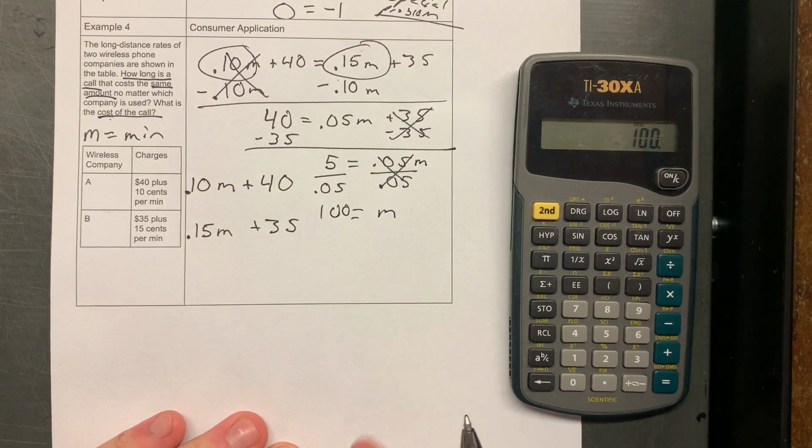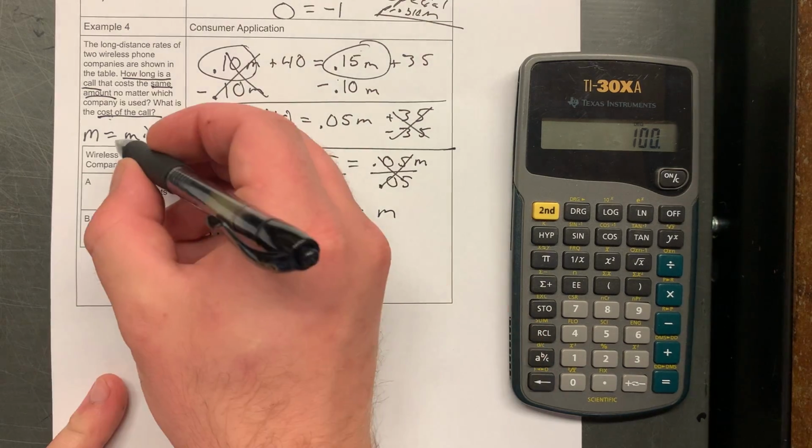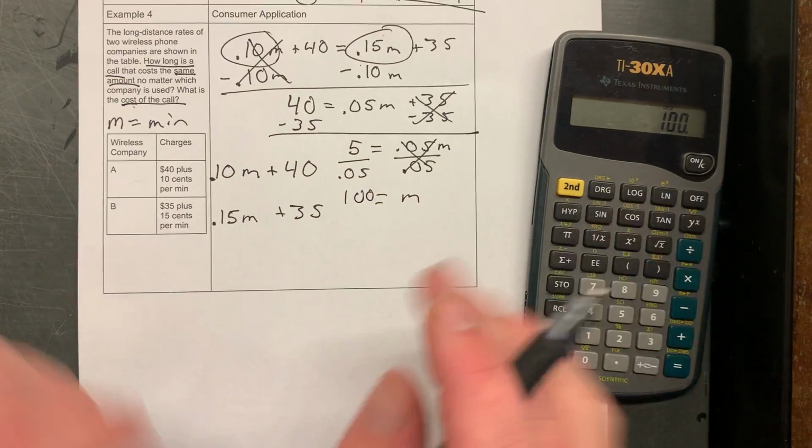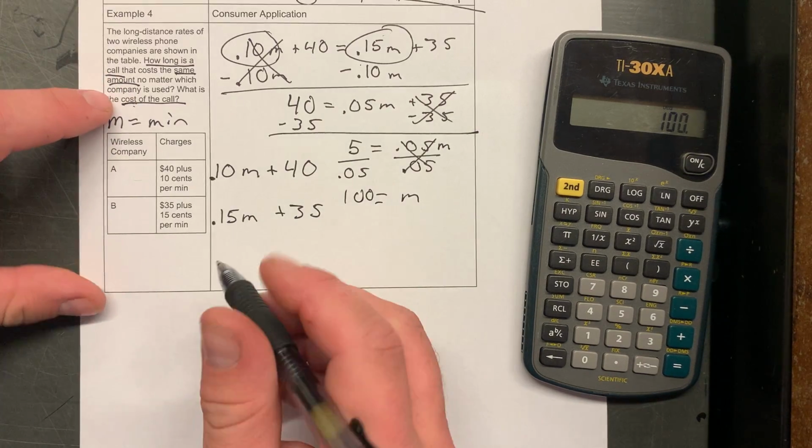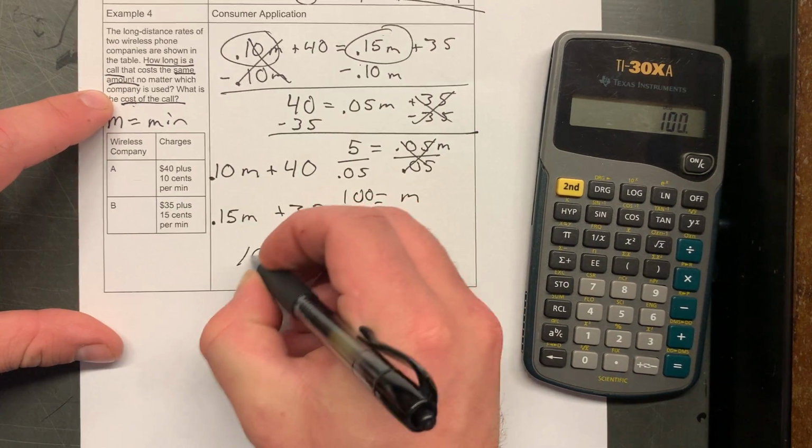Okay, so m is 100. What is m again? Minutes. So how long is a call that costs the same amount no matter which company is used? So a 100-minute call.